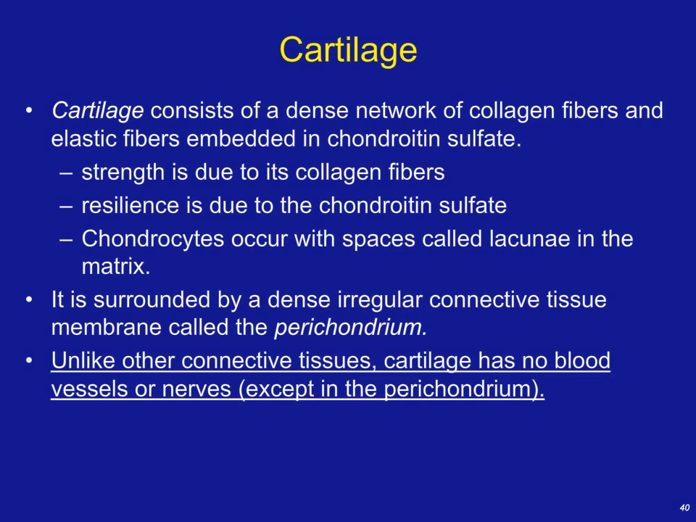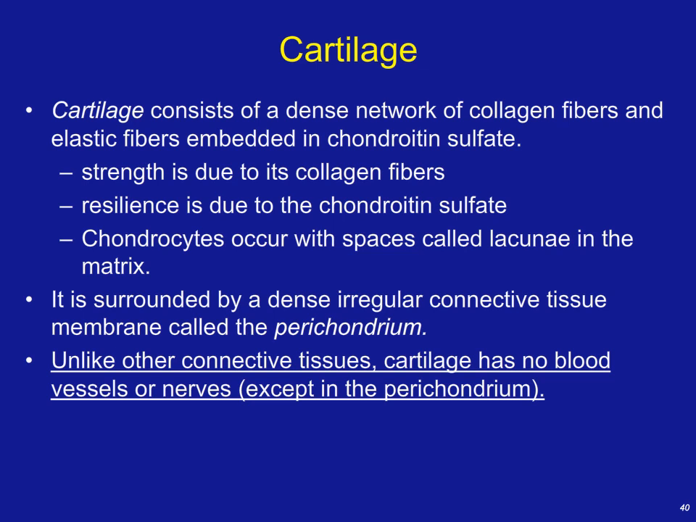Now cartilage is a connective tissue that is formed through a dense network of collagen fibers and also elastic fibers that are embedded in this chondroitin sulfate ground substance. Now the strength there is due to the fibers, whereas the resilience is due to this watery chondroitin sulfate. In fact, the majority of the volume of cartilage is actually made up of water.